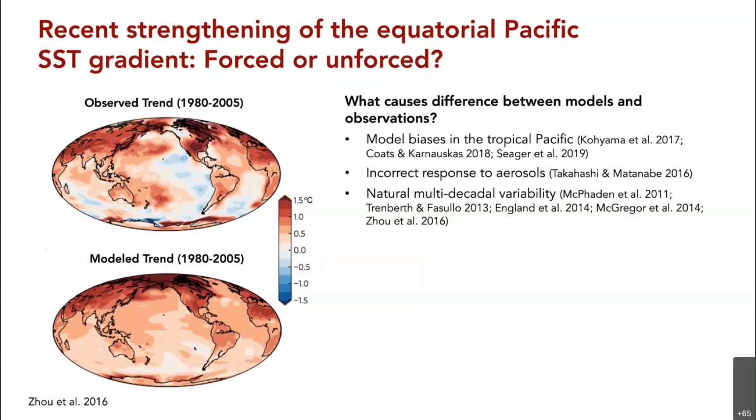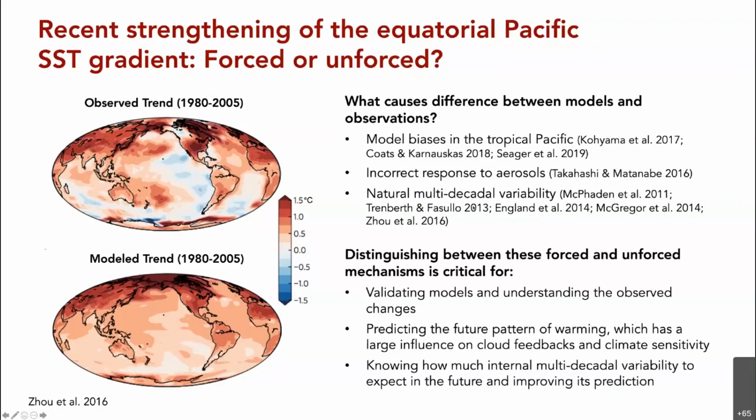There's been a lot of discussion in the literature about why that is, with some studies pointing to model biases in the tropical Pacific, some to incorrect response to aerosol forcing, and some to the more null hypothesis that this is just some kind of natural multi-decadal variability. Distinguishing between these mechanisms, whether this is forced or unforced, is very important for a whole range of applications, from validating models to understanding the observed changes, predicting the future pattern of warming, or just knowing how much multi-decadal variability to expect in the future.